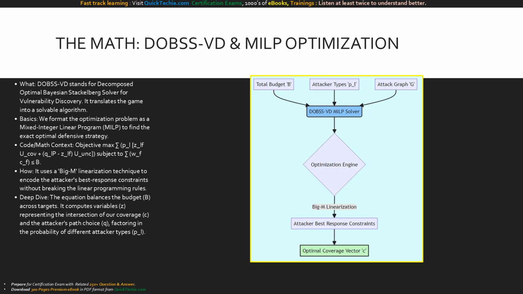This flowchart shows the inputs and outputs of the DOBS-VDM-LP solver. We feed three critical variables into the solver: our total compute budget, B, the probabilities of various attacker types, PL, and the massive attack graph, G. The optimization engine processes these matrices. Crucially, it applies Big M linearization to mathematically enforce the attacker's best response constraints. The final output, the green node at the bottom, is the optimal coverage vector, C. This vector is our exact mathematical battle plan, dictating precisely where to assign our AI agents.